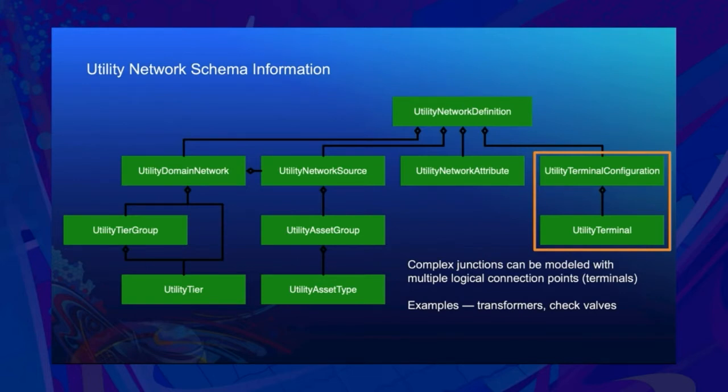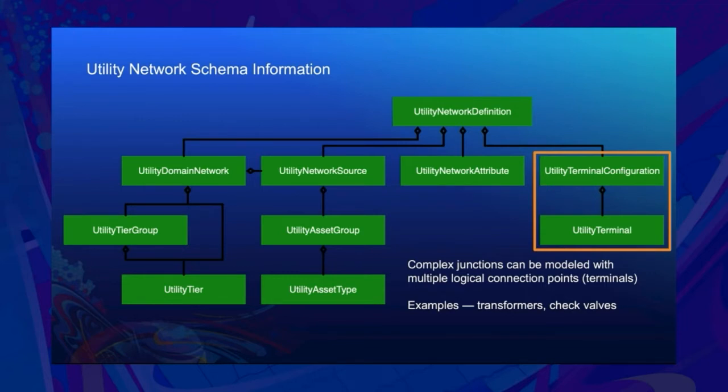And finally, we have terminal configurations and terminals. So complex junctions can be modeled with multiple logical connection points. So for example, let's take a transformer. A transformer in an electric network has a high voltage side and a low voltage side. And you could model that as a device with two terminals, a high side and a low side. Or in the case of transformers, you could actually model it using one terminal for each physical bushing on the transformer where you can attach a wire. So you could have 5 different terminals if you wanted to get to that level of detail.